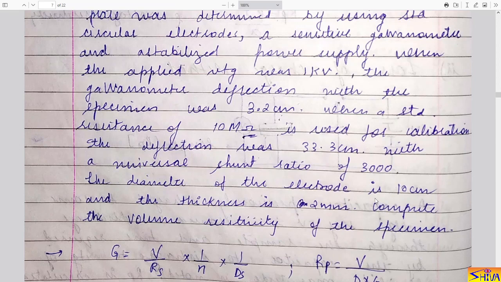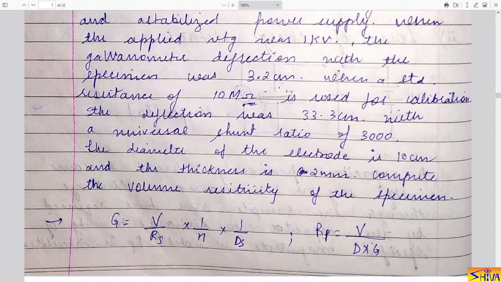Now when we use galvanometer method, I have given you two basic equations related to this method. One, for computing the sensitivity of the galvanometer, the equation is G = V upon Rs into 1 by N into 1 upon ds. V is applied voltage, Rs is standard resistance, N is universal shunt ratio, and ds is deflection in the galvanometer when we are using standard resistance. Second equation is for computation of insulation resistance, that is Rp. It is Rp = V upon D into G. V is applied voltage, D is deflection in the galvanometer with Rp, and G is the sensitivity of the galvanometer.